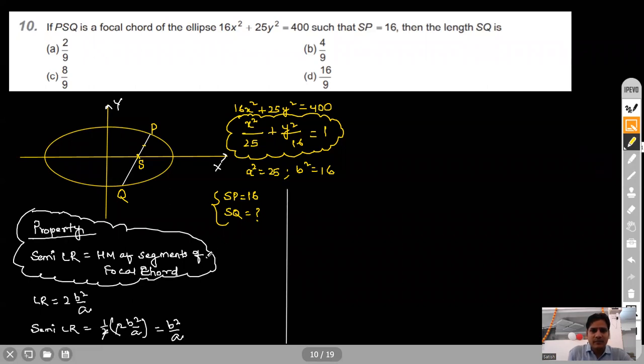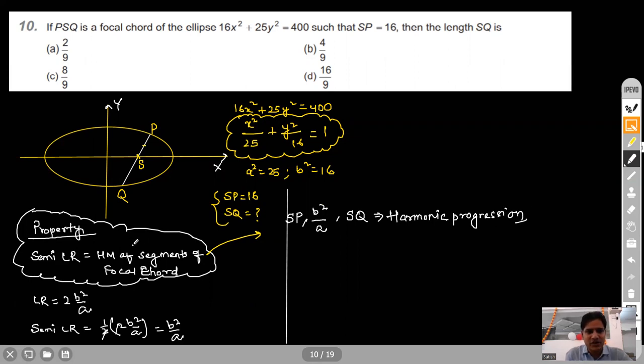So as per this property, what can we say? This B square upon A, and this SP, the segment of the focal chord, and this SQ, these three things will be in harmonic progression. The same property I have mentioned here, I have written in a different way. So from here, this B square upon A will be equal to 2 times SP into SQ upon SP plus SQ. Is it okay to everyone?